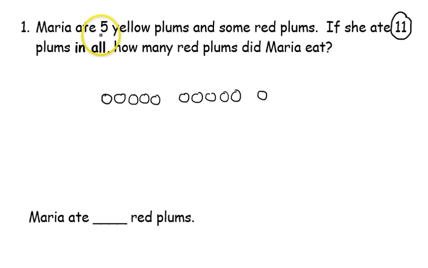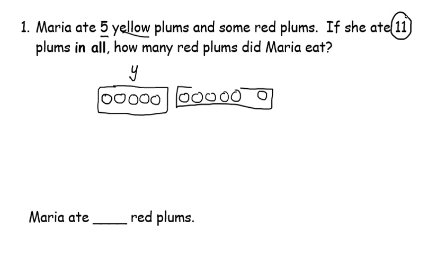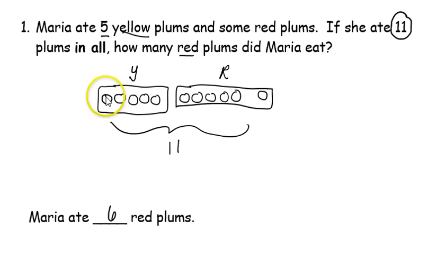Now let's circle the 5 plums that were yellow. So this group right here would represent the yellow plums. Everything else would represent the red plums. So if I look in this box, I have 5 and 1 more. So for red, I have 6 plums. The 5 yellow plums and the 6 red plums together make the 11 plums. So Maria ate 6 red plums.